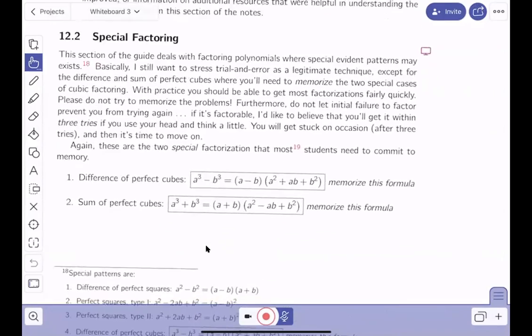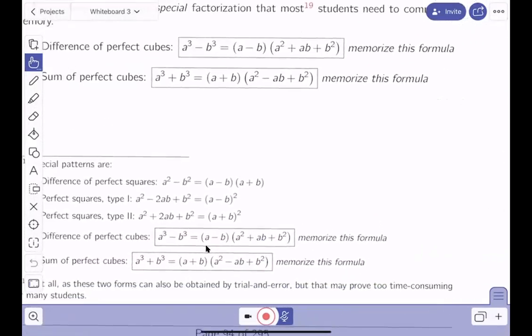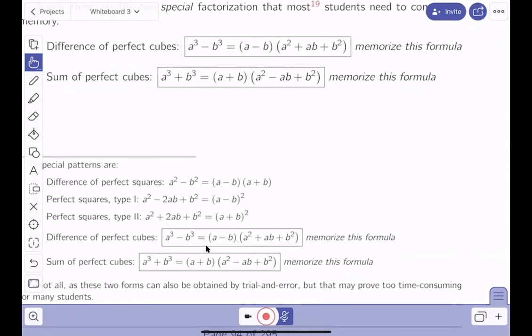All right, let's go over here. And I want to point this out. Let's shrink it down a little tiny bit. And I'm going to outline this for you. This one over here, difference of perfect cubes. And they want you to know the sum of perfect cubes as well. So sum of perfect cubes.